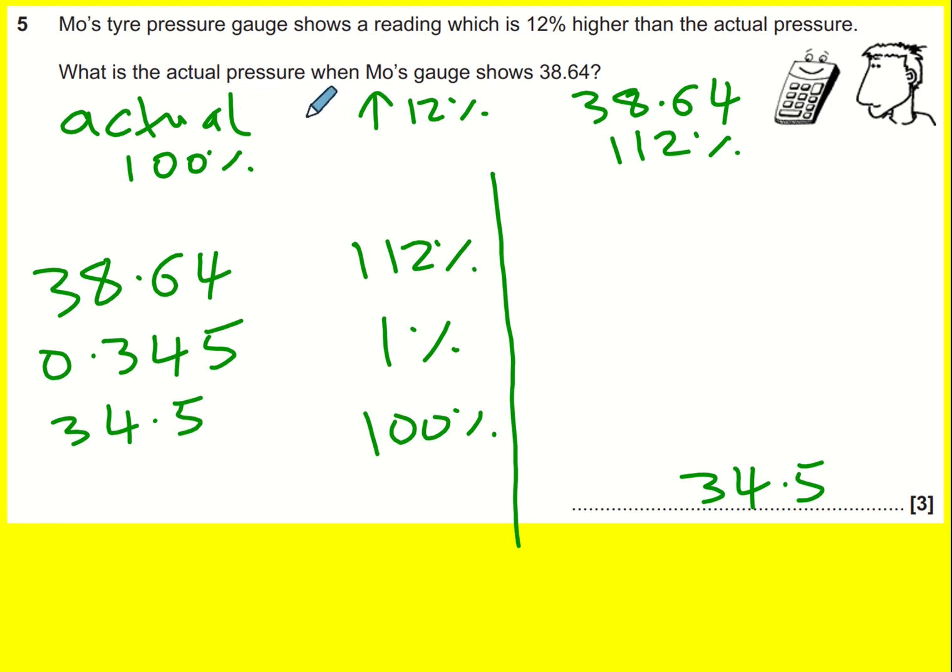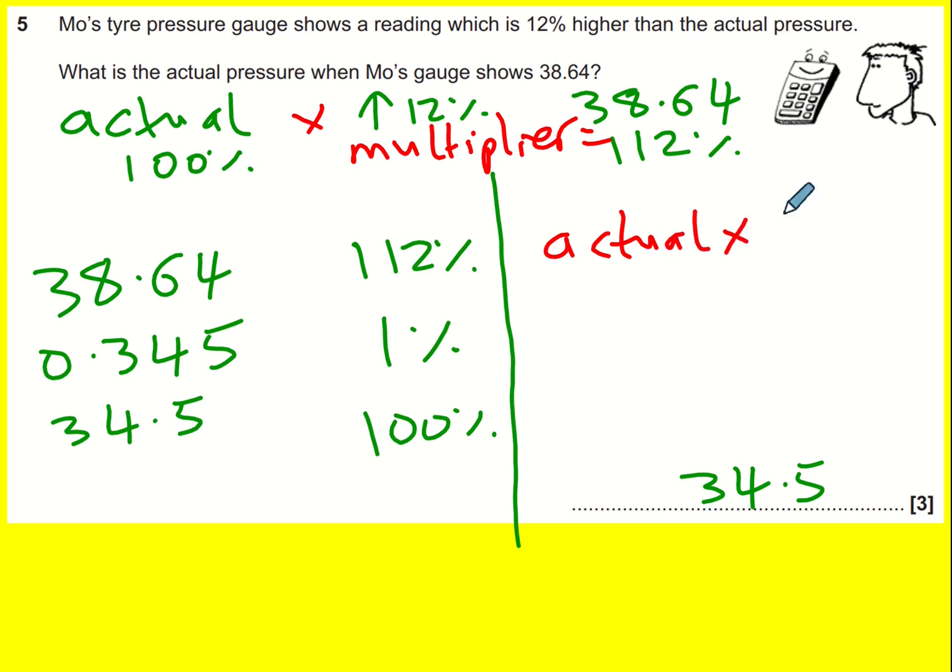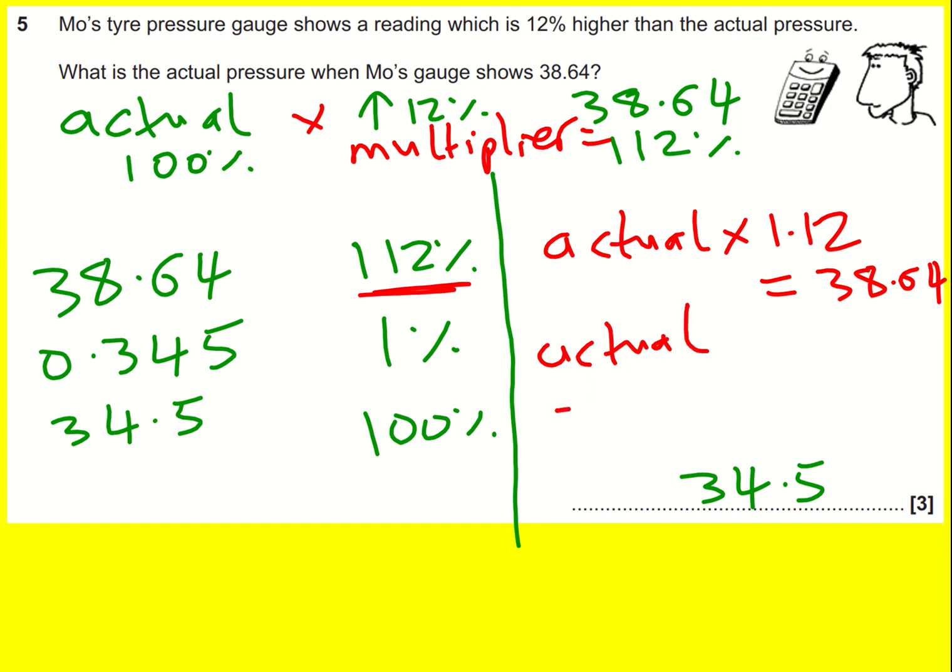So actual times the multiplier will equal the new value, or in this case 38.64 value. For us, we've got the actual times our multiplier. If we've got 100% and we're going up by 12%, again, that's 112%. And so our multiplier is 1.12. And that equals our 38.64. So to work out the actual, we can do 38.64 divided by 1.12, which is again this answer.